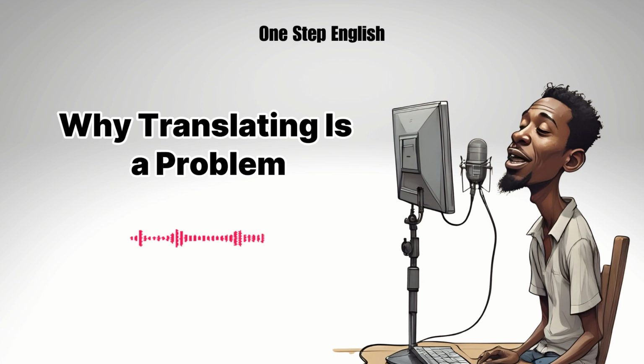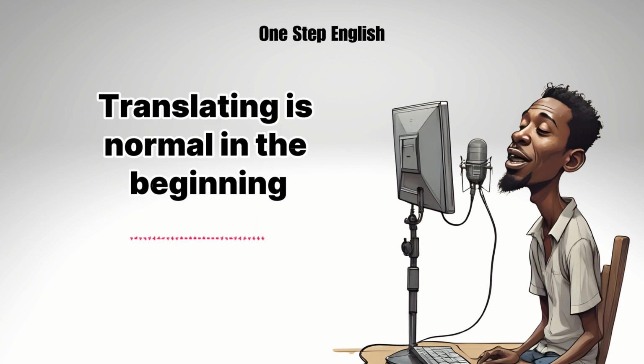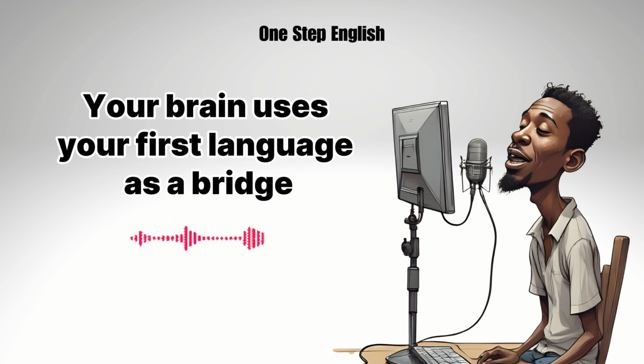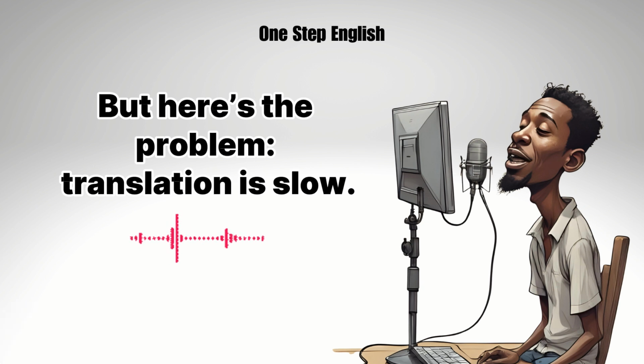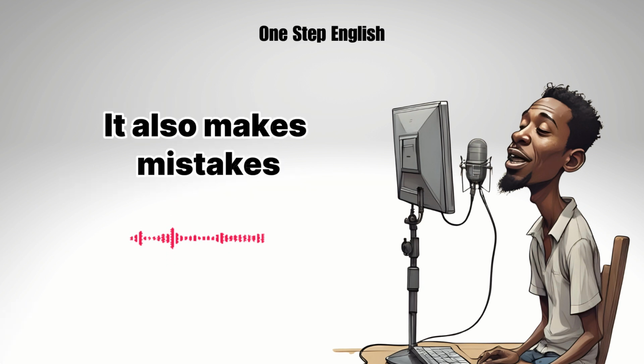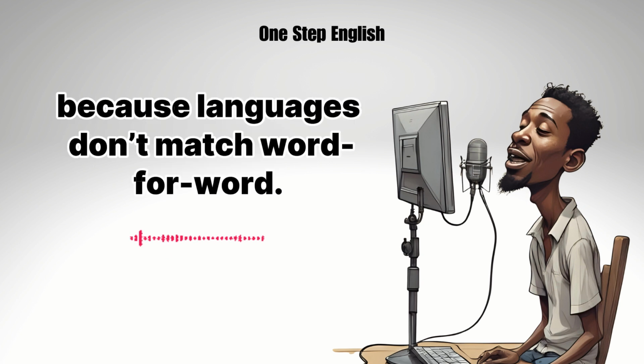Why translating is a problem. Translating is normal in the beginning. Your brain uses your first language as a bridge. But here's the problem. Translation is slow. It also makes mistakes because languages don't match word for word.